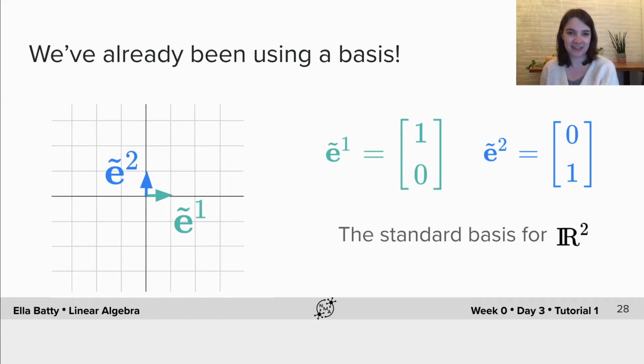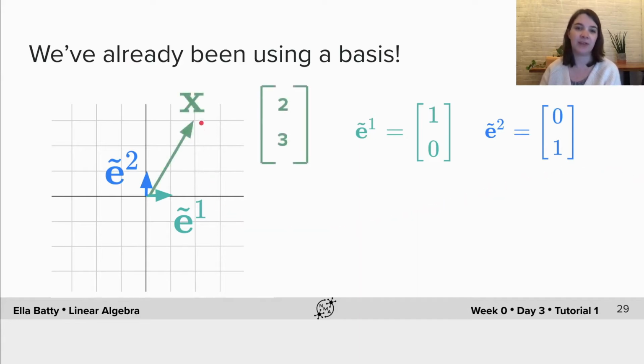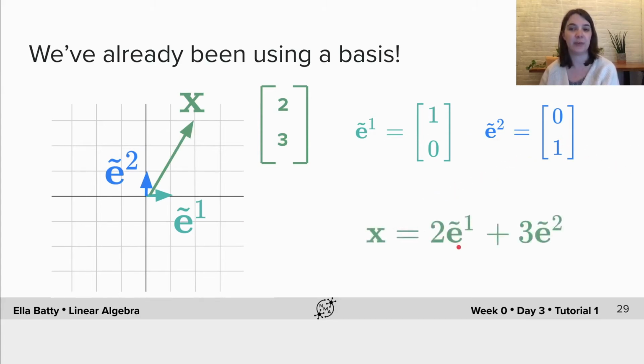When we define a coordinate system, we're often defining it with respect to some standard basis. So in the case of 2D space, our standard basis is E1 and E2, where E1 is (1, 0) and E2 is (0, 1). We have equivalent standard bases for R3, R4, and so on. So what this means is when I give you a vector and its coordinates (2, 3), what I'm actually telling you is that x is a linear combination of the standard basis vectors, where the weights are 2 and 3. So x is 2 times E1 plus 3 times E2.